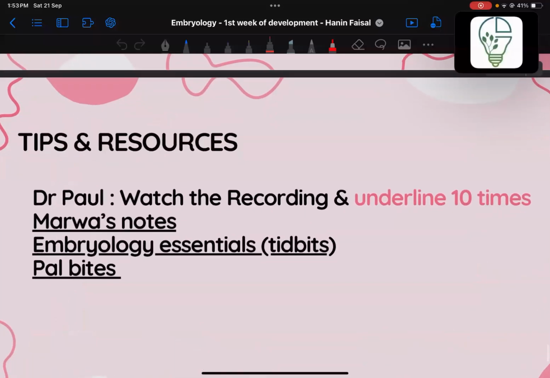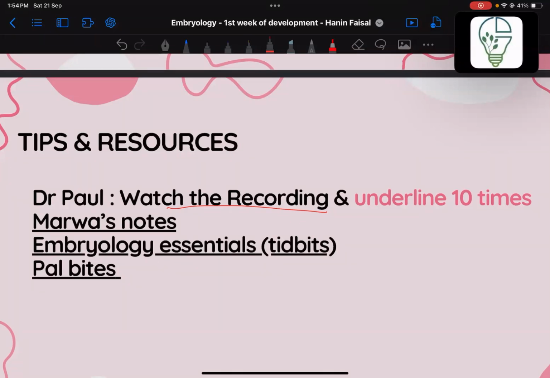Okay, finally, some tips and resources for embryo, because a lot of you said that's a bit difficult. For Dr. Paul, watch his recordings, because usually the slides are empty, they're all pictures. So watch the recordings, they're really important. And usually he says underline 10 times. When he says underline 10 times, it's 100% coming in the exam, not even a chance.